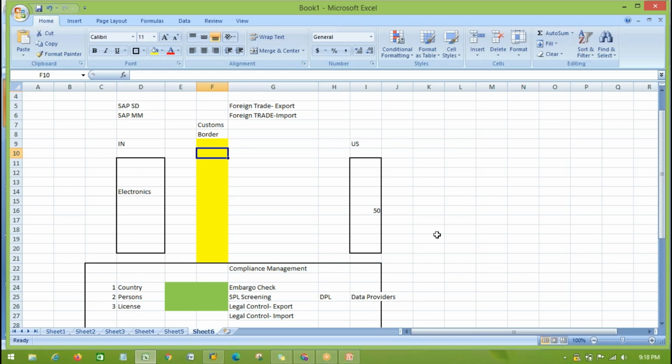Why we need to connect? Because we are sending data from these systems to the SAP GTS system. So the communication part we need to take care of. So that I'll be explaining to you.